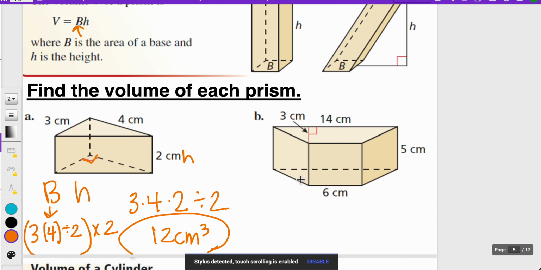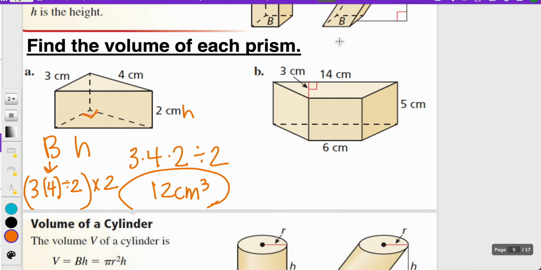For this next one, notice we have a trapezoid. So you've got to remember the formula for a trapezoid. It is 1/2 the height and then times the bases added together. So we would take 1/2 of the height. The height of the trapezoid is 3. Add the bases together, which is 14 and 6. And then times that by the height, which is 5.